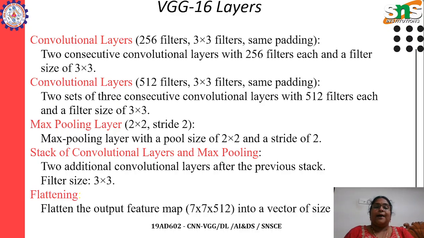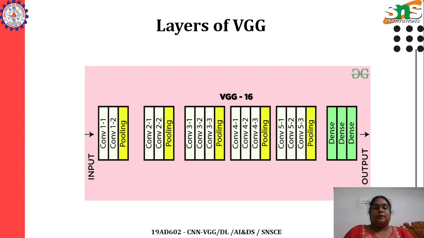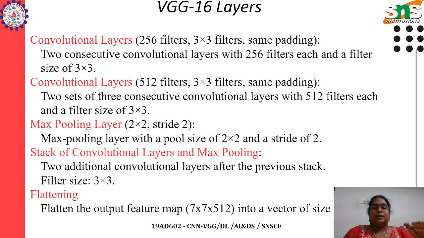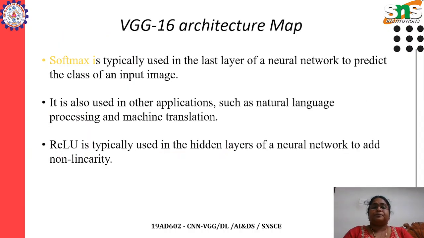Then there will be a stack of convolution layers. As we have just discussed in this diagram, we have convolution layers 1, 2, 3, 4, 5. There is a stack of convolution layers here. The stack has two additional convolution layers after the previous stack, with filter size 3 x 3. Then we flatten the output feature maps of 7 x 7 x 512 into a vector of size 25088. So this is all about the VGG16 architecture and the important layers present in it.